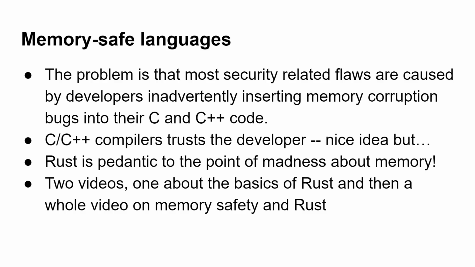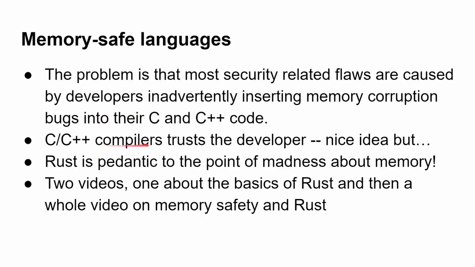So what is Rust? What's all the fuss about? Well, the key thing is it's a memory safe language. The problem is that most security related flaws, so you know how Windows gets updated and Linux gets updated and Android has to get updated and iOS has to get updated and we're always receiving patches and upgrades for our software, whether it's on the desktop or on mobile, because they're generally written in C and or C++. And the problem is that most security-related flaws are caused by developers inadvertently, that means it's a bug, not intentional, inserting memory corruption bugs into their C code.